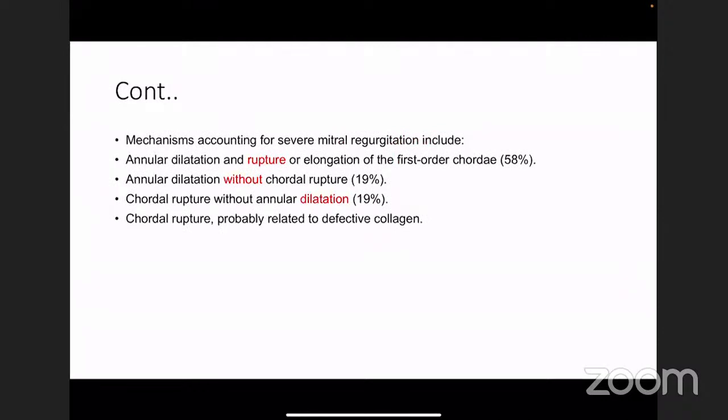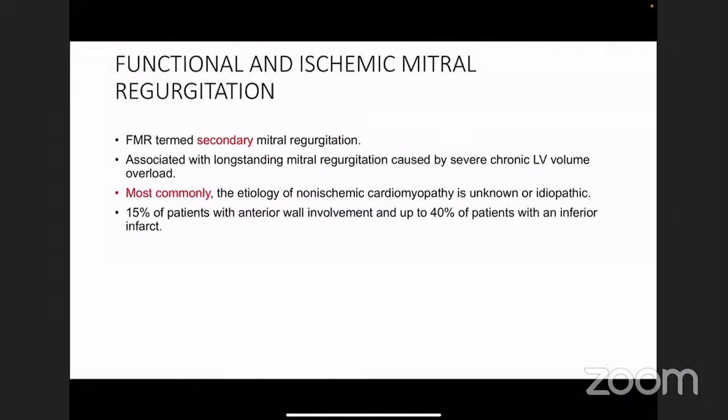Mechanisms accounting for severe mitral regurgitation include annular dilatation and rupture or elongation of the first-order chordae, 58%; annular dilatation without chordal rupture, and chordal rupture without annular dilatation, both 19%, probably related to defective collagen. Functional and ischemic mitral regurgitation: functional MR, termed secondary mitral regurgitation, is associated with long-standing mitral regurgitation caused by severe chronic LV volume overload. Most commonly, the etiology of non-ischemic cardiomyopathy is unknown or idiopathic.